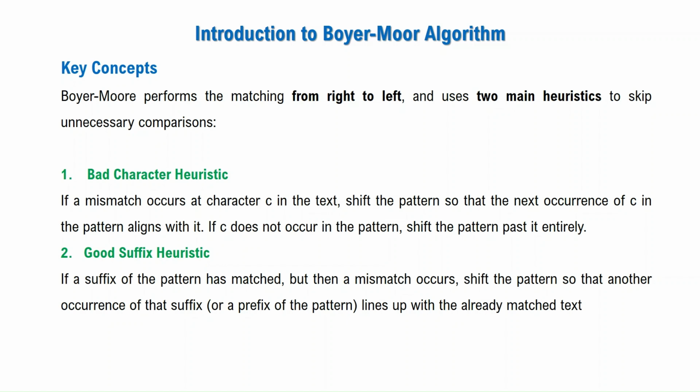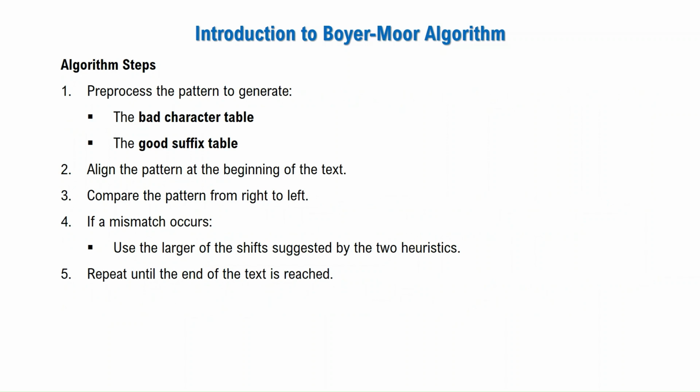By combining these two rules, the algorithm avoids unnecessary comparisons, making it very fast in practice, especially with large text. Finally, I would like to say Boyer-Moore is a most powerful algorithm because it skips sections of the text instead of checking every position. It's widely used in text editors, searching tools, and even in DNA sequencing. Let us go with the algorithm.